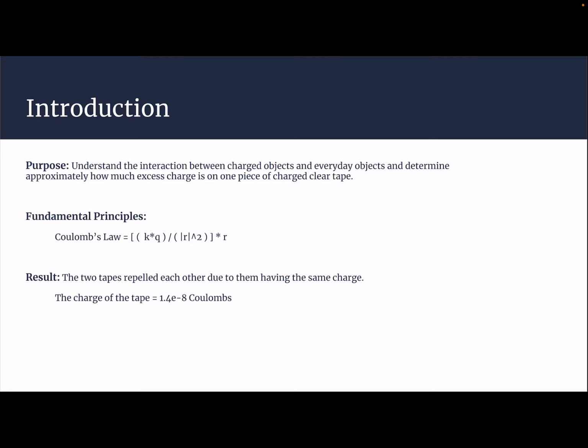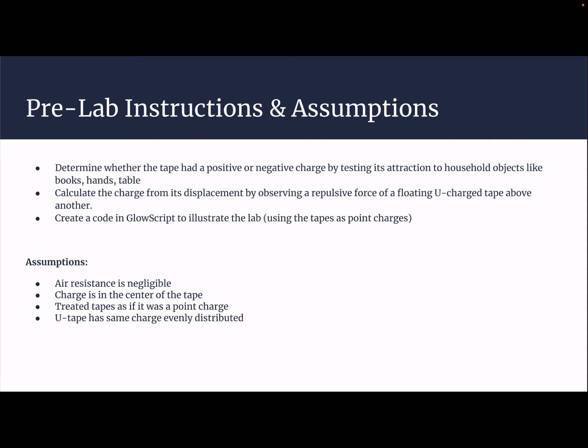Before going into the calculations from the experiment, let's discuss the pre-lab instructions and expectations going into the experiment, as well as our assumptions. For this lab, we were to determine whether tape had positive or negative charge by testing its attraction to household objects like a table or a book. Also, we were meant to calculate charge from its displacement by observing a repulsive force, floating a U-charged tape above another. From this, we used tapes as point charges in order to create a GlowScript code to illustrate the lab, which will be shown later in this presentation.